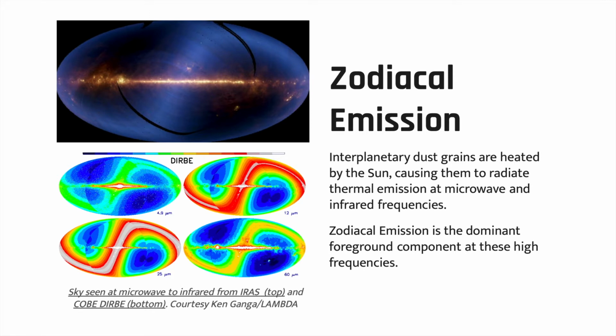The first thing we notice is the shape of the emission. Since interplanetary dust is a foreground local to our solar system, the emission is aligned along the ecliptic rather than the galactic plane, and hence this S shape. The zodiacal emission quickly becomes the dominant foreground on the sky at high microwave and infrared frequencies, as we can see in the 60 micrometer DIRBE map, which is at around 5000 gigahertz.